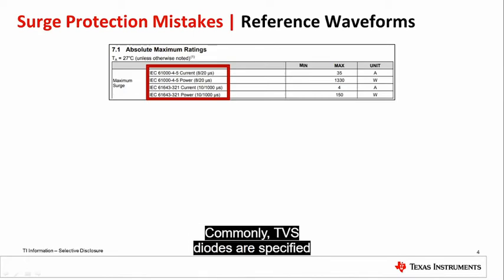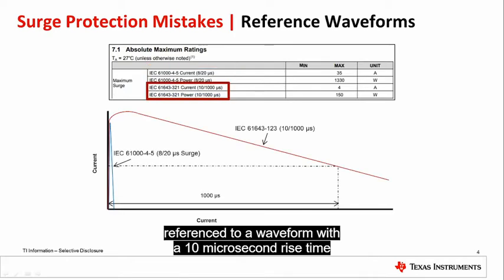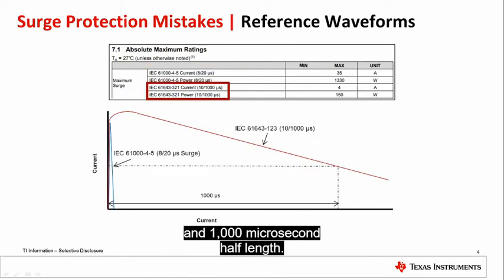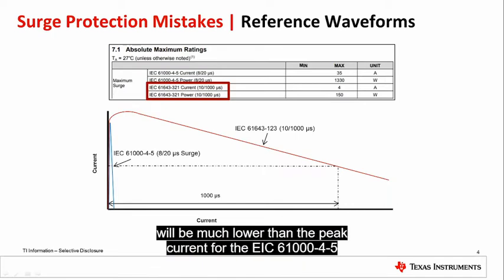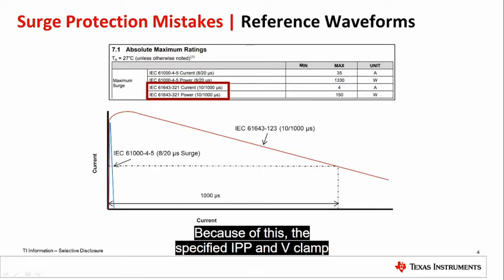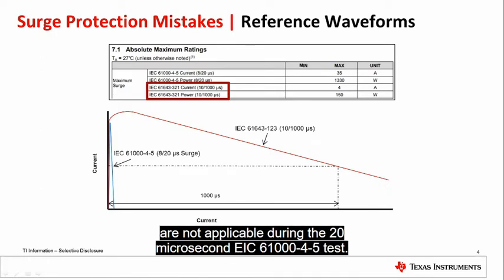Commonly, TVS diodes are specified in reference to a waveform with a 10 microsecond rise time and a 1000 microsecond half-length. As you would expect, due to the much longer length of the 1000 microsecond pulse, the peak current for this waveform will be much lower than the peak current for the IEC 61000-4-5 pulse. Because of this, the specified IPP and V-clamp are not applicable during the 20 microsecond IEC 61000-4-5 test.